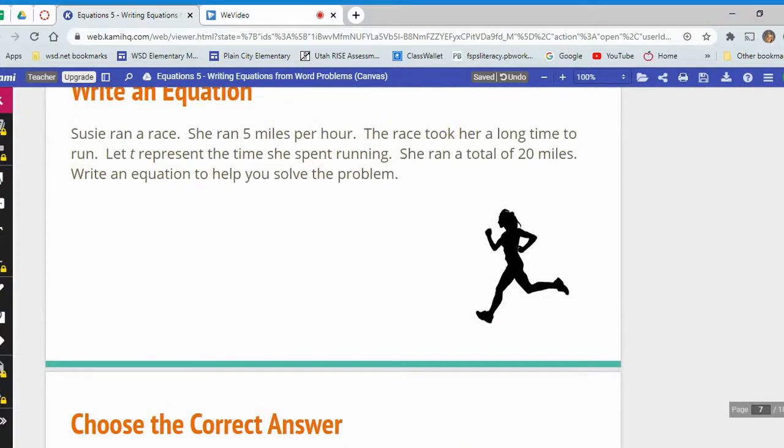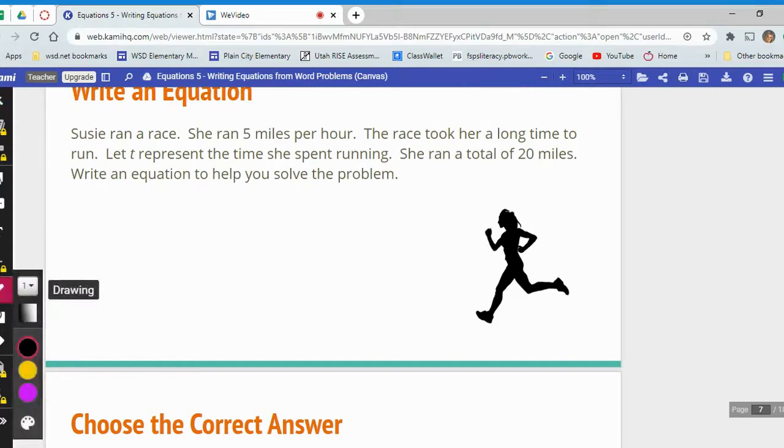Okay, let's look at our next one. Susie ran a race. She ran 5 miles per hour. The race took her a long time to run, but T represents the time she spent running. She ran a total of 20 miles. Write an equation to help you solve the problem.